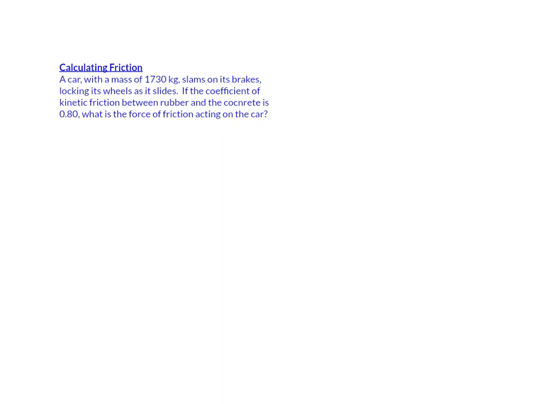In our first example for friction, we have a car with a mass of 1,730 kilograms that is braking, and it's actually locked its brakes, so it's sliding. We want to know what the friction is between the rubber of the tires and the concrete. As soon as you see that it's sliding, you should automatically think that this is moving or kinetic friction.